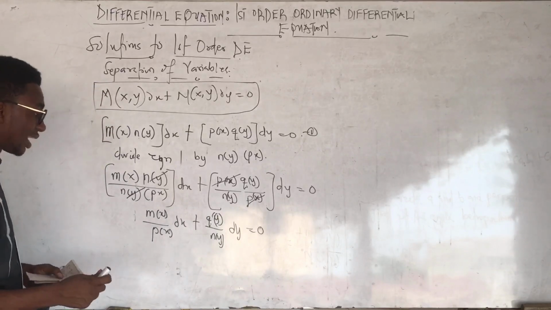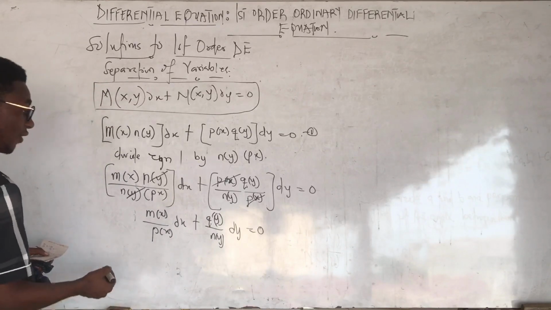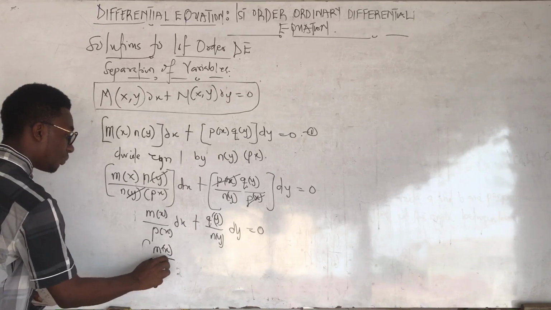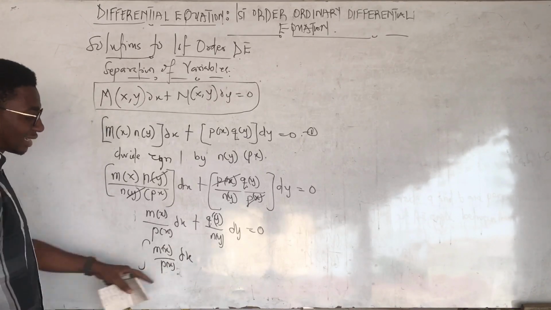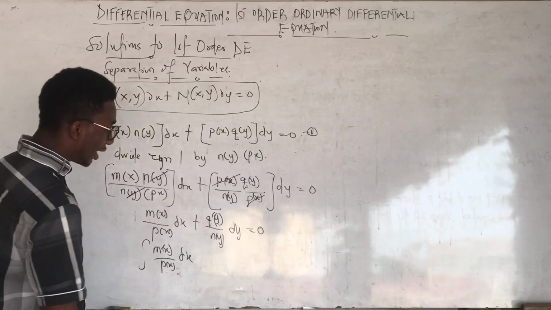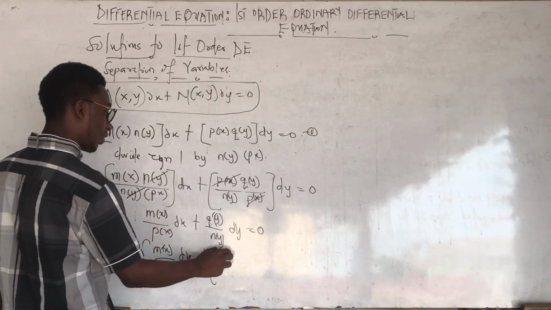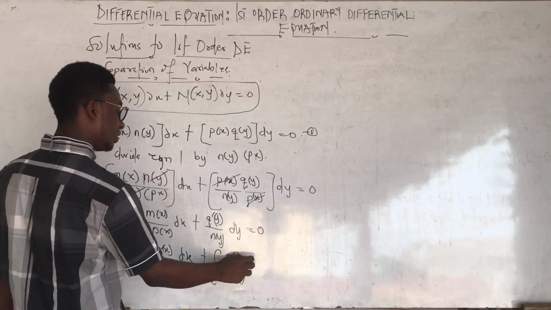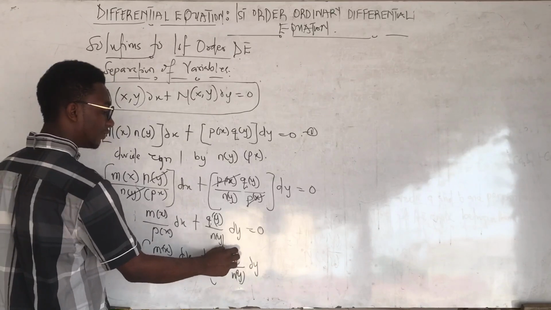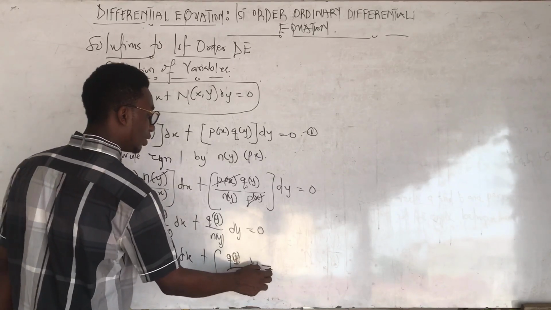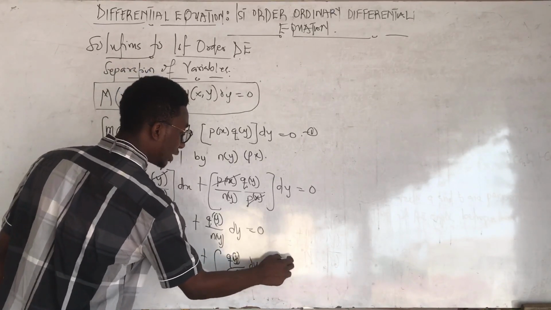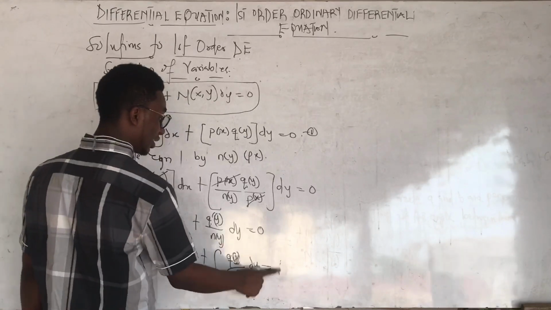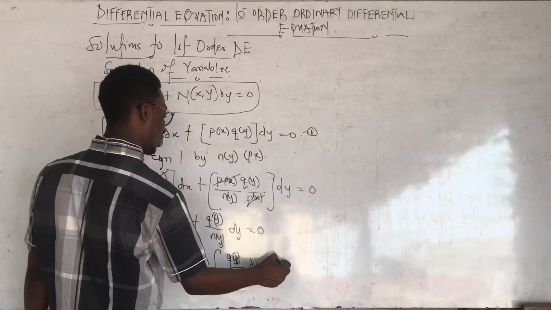So now when you have something like this, then you can easily find your integral of what? Your m of x over the p of x dx to get away the derivative of the x, plus the integral of your q of y divided by your n of y dy to get away the derivative of the y, is equal to an arbitrary constant c, because anytime you do an indefinite integral you get an arbitrary constant, which is a constant c.